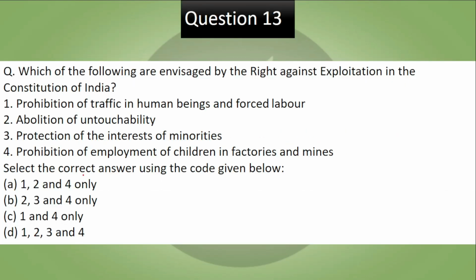Question 13. Which of the following are envisaged by the right against exploitation in the Constitution of India? 1. Prohibition of traffic in human beings and forced labor. 2. Abolition of untouchability. 3. Protection of interest of minorities. 4. Prohibition of employment of children in the factories and the mines. Select the correct answer using the code given below. Pause the video, try to attempt it. Now let's see the answer.